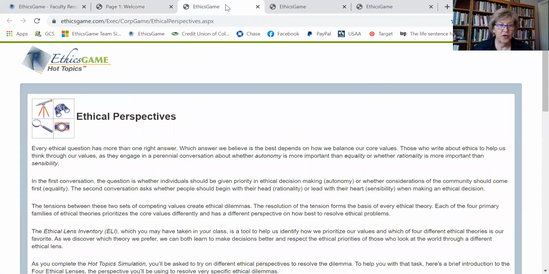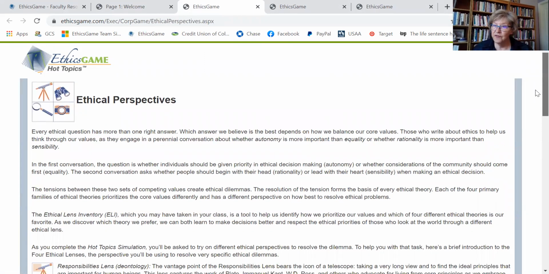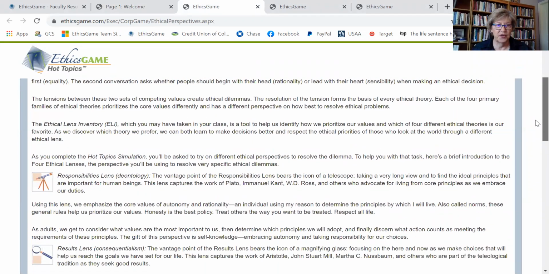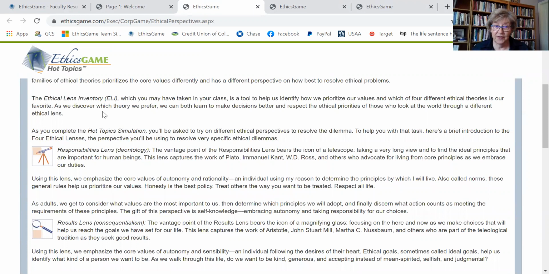If you were to click on ethical perspectives, you would see this particular page, which walks you through what the difference is among ethical perspectives. The research shows us that ethical dilemmas come when we have values in tension. And as we take on the different ethical perspectives from the theories that have been part of our conversation for more than 3,000 years, we ask different questions and we get different results as we work our way through these situations. Now, if you took the ethical lens inventory in your class, you'll already have a head start on the kind of information that you need to take a look at the different lenses.